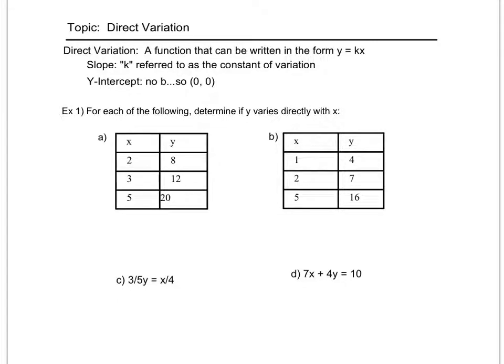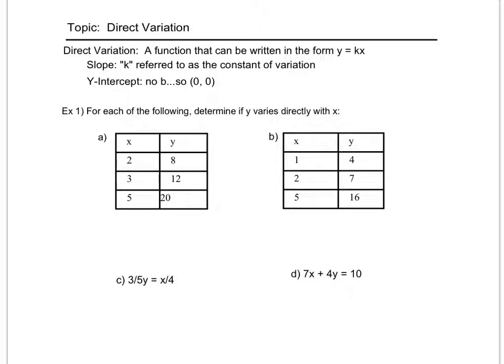Next two things we're going to talk about are direct variation and inverse variation. So we'll start with direct variation. Basically, two things vary directly with one another. So as one goes up, the other goes up, and they go up by a constant amount, or as one goes down, the other goes down by a constant amount.